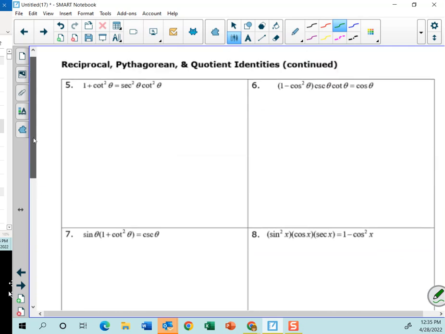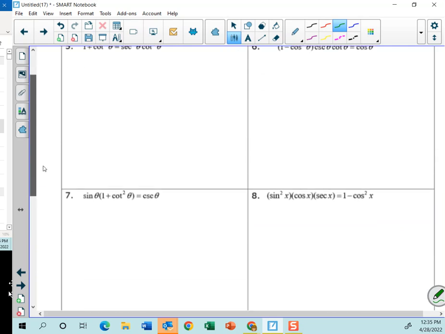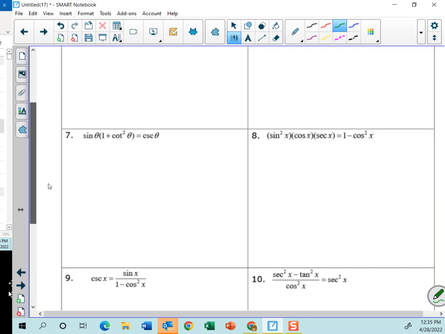So let's take a look at number 8, I think it's a good one to look at. On number 8, we've got 2 sides, and one is a little bit more complicated than the other. But you could definitely see where you can use identities to work with both sides.